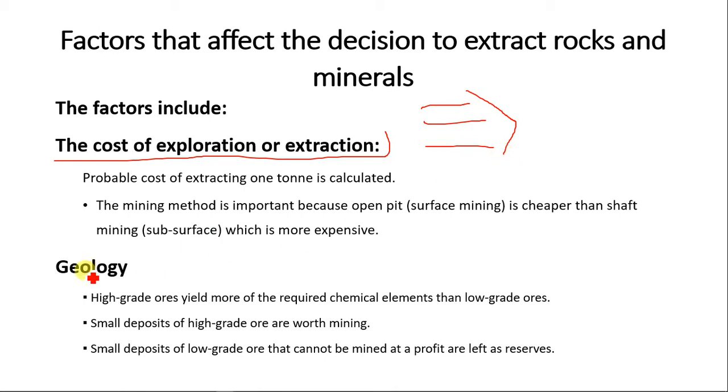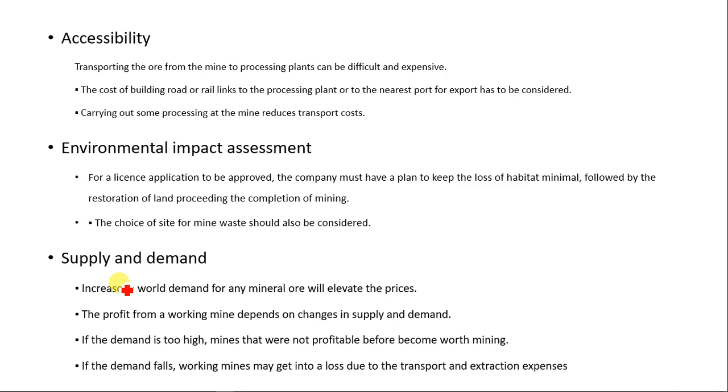Now the next thing we'll look at is geology. Then you look at the type of ores present. Is it a high grade ore or a low grade ore? Now, high grade ore yields more of the required chemical elements than a low grade ore. So if it's a high grade ore, then there is high possibility of you making more profit. So a small deposit of high grade ore is worth mining because you make more profit than even a large deposit of low grade ores. A small deposit of low grade ores cannot be mined at a profit and is left as reserve. So you have to look at the type of ore and the quantity that is found there.